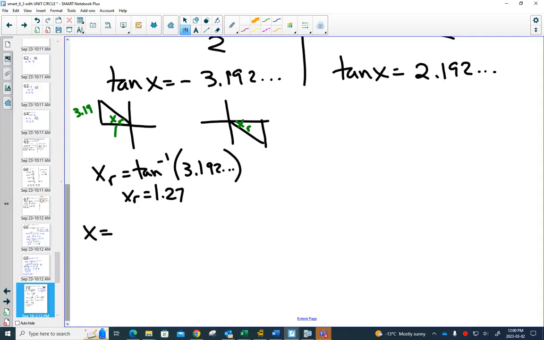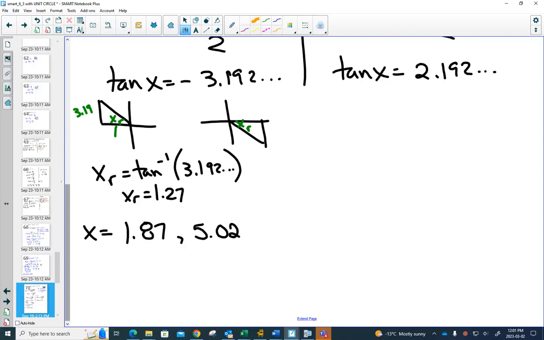In quadrant 2, I would do pi minus my reference angle. I would get 1.87. In quadrant 4, I would get 5.02. And that is the only time that I rounded. I used all the decimal places until my very final answer.